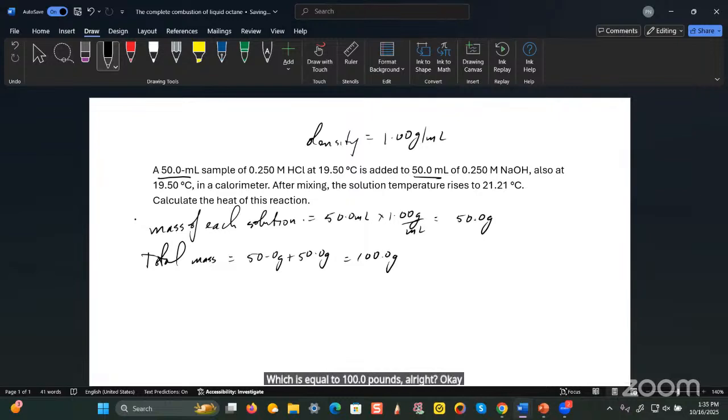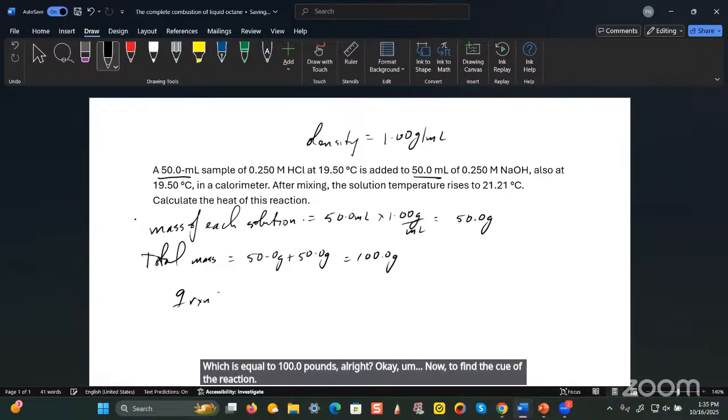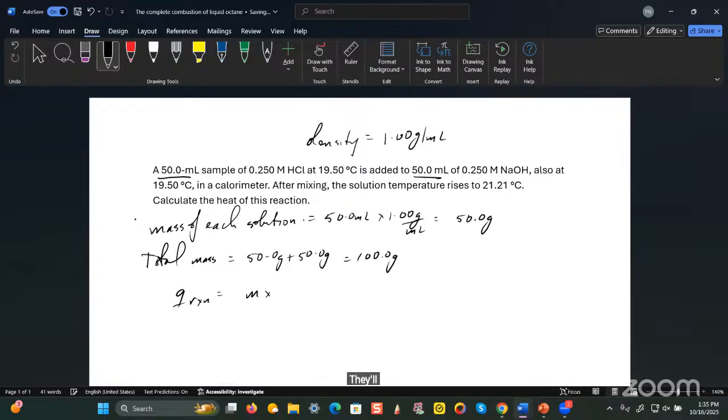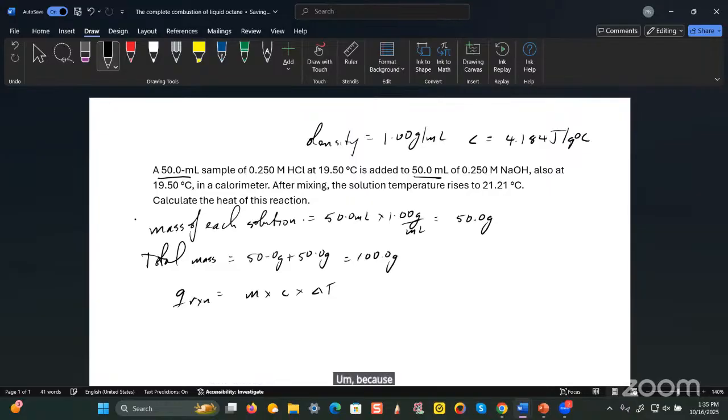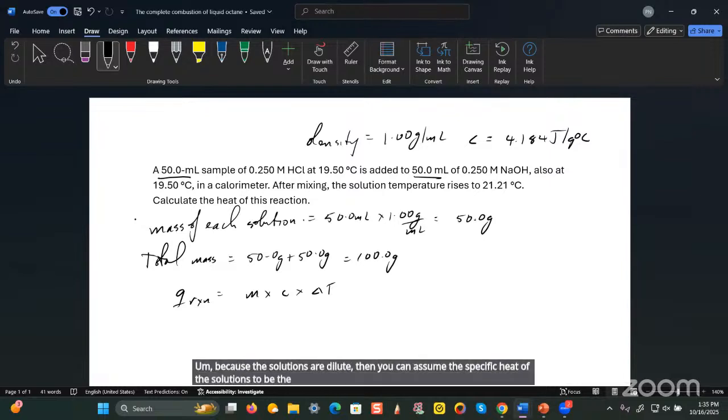Okay, now to find the Q of the reaction, that will be equal to mass times the specific heat times delta T. Oh, I remember now. The other assumption we have to make is that the specific heat of the solution is 4.184 joules per gram degree Celsius, even though it's not pure water. But again, because the solutions are dilute, you can assume the specific heat of the solutions to be the same as the specific heat of water.